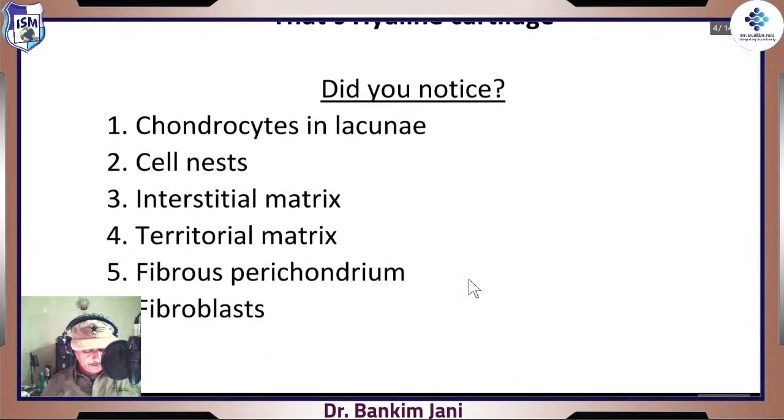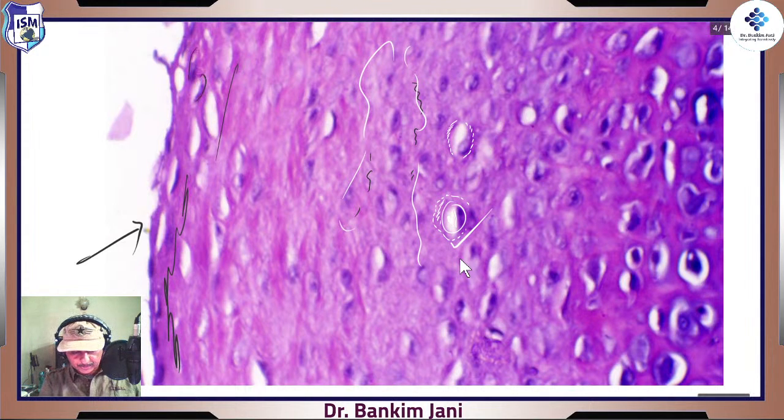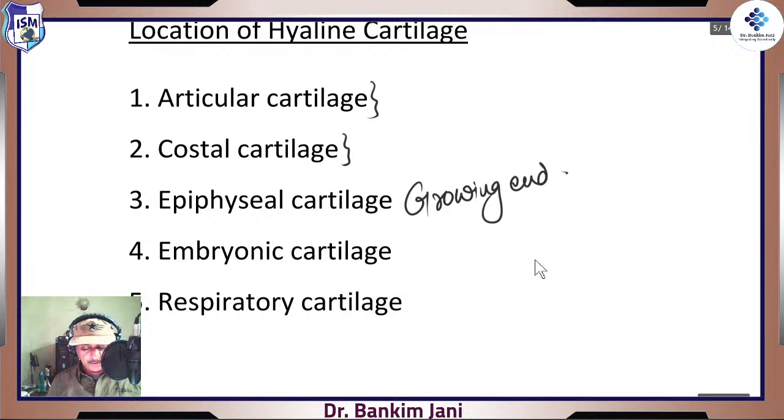That is also seen. And we have got the fibrous perichondrium and the fibroblasts. So here is the external part, this dark part. It is the perichondrium, and we have got the fibroblasts at the surface. These are the fibroblasts. They will be producing the fibers, and they'll keep on making the outer shell. Location, as we talked about: all the articular cartilage, costal cartilage, that means for the ribs, epiphyseal cartilage, that means epiphyses, the growing ends of the bones. So that is where it will be. Embryonic cartilage, obviously, and the respiratory cartilage. So these are the locations of hyaline cartilage.